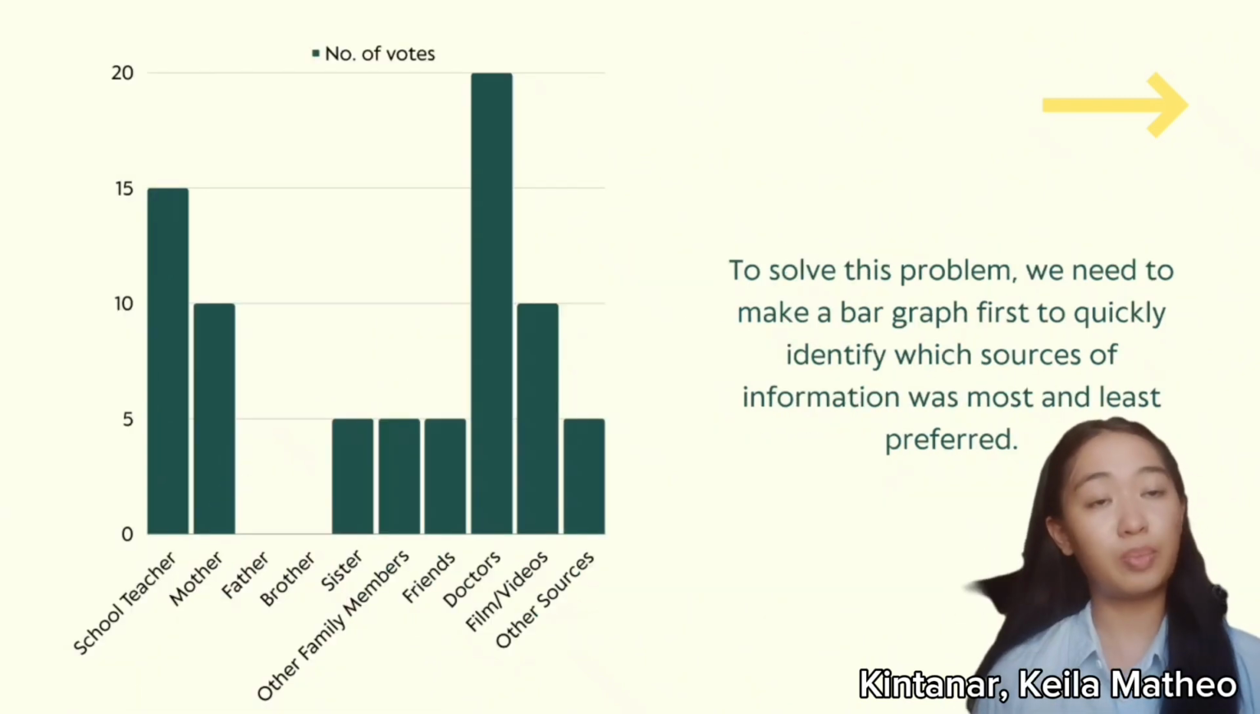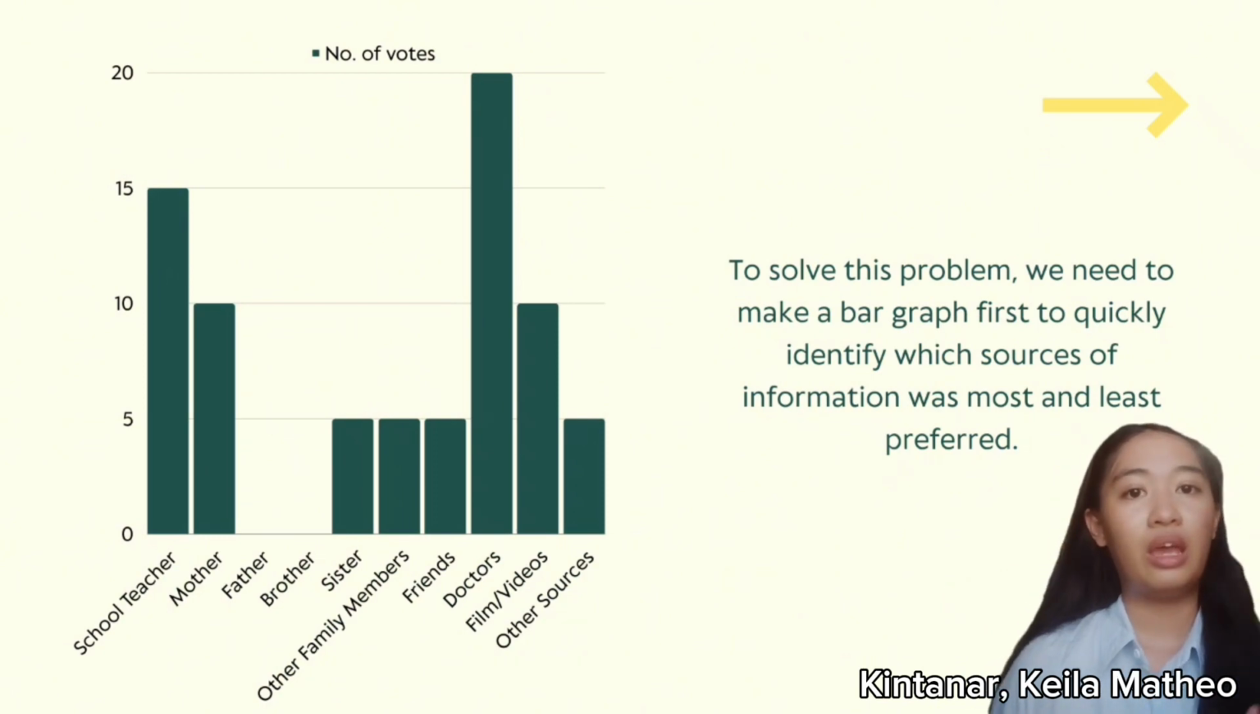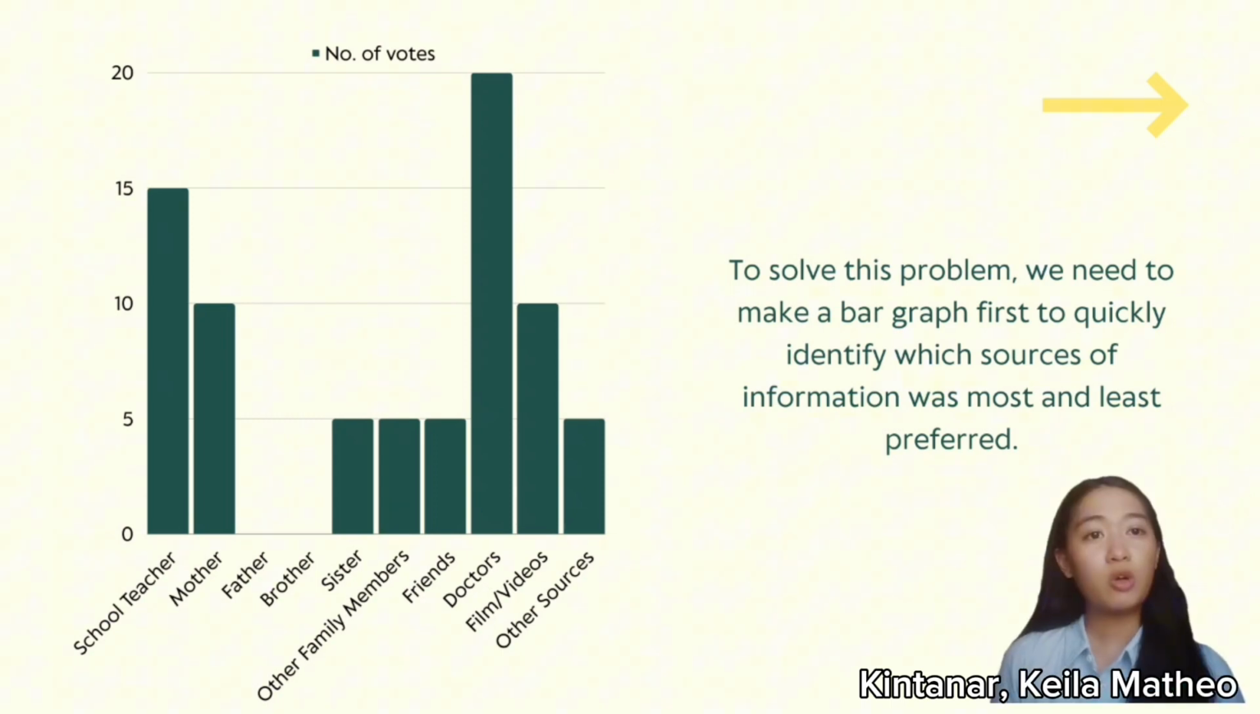So to easily answer this problem, we should first make a bar graph. A bar graph is used to quickly identify the most and least preferred sources of information. The most preferred source of information by the students is the doctors with 20 votes, followed by school teacher with 15 votes, then followed by mother and films or videos with 10 votes, then followed by sister, other family members, friends, and other sources with 5 votes. And lastly, the least preferred sources of information with 0 votes are the father and brother.